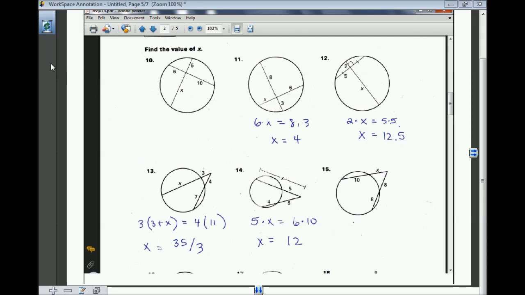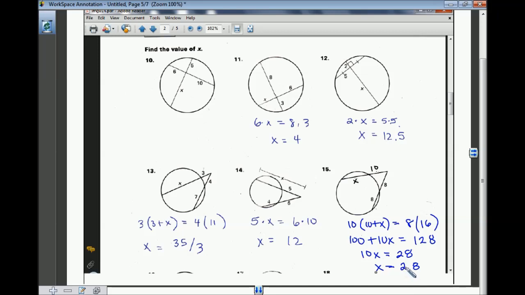On number 15, we swapped them, didn't we? That's what we talked about in class, because you can't do number 15 as written. So let's go ahead and swap those. And so this was our 10, and this is our x. So we would do here, outside times the whole is equal to outside times the whole. So we get 100 plus 10x is equal to 128, is that correct? And so we would subtract 100, and so we get 10x equals 28, so x equals 2.8.